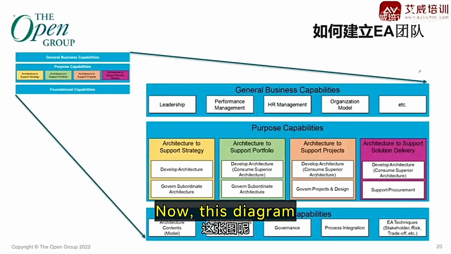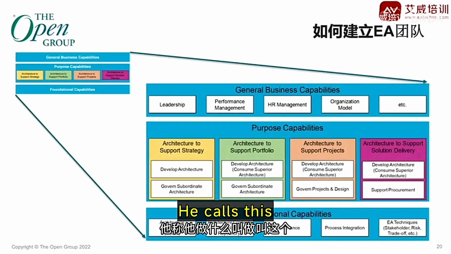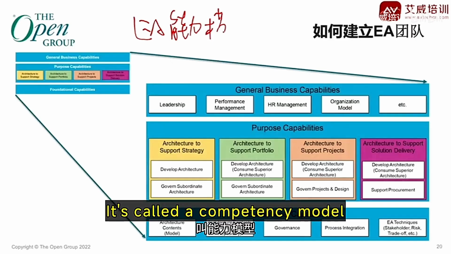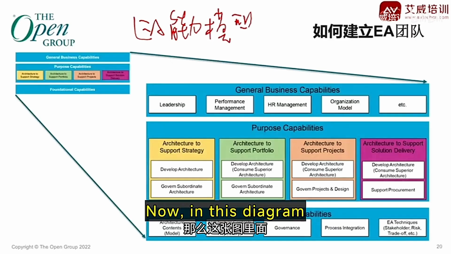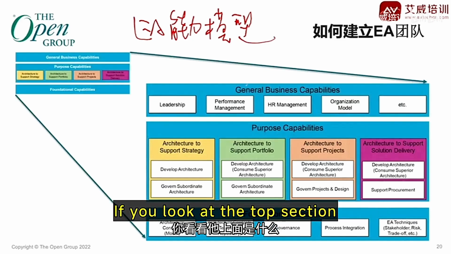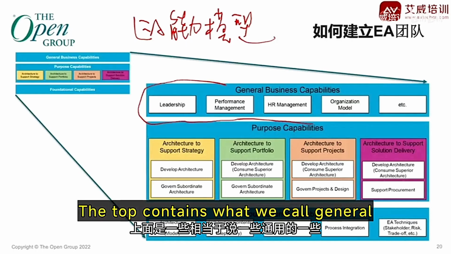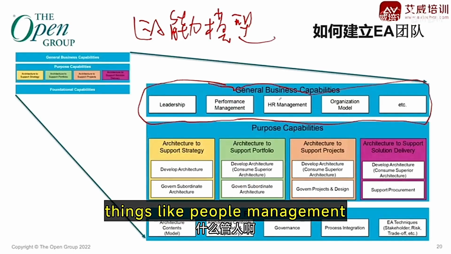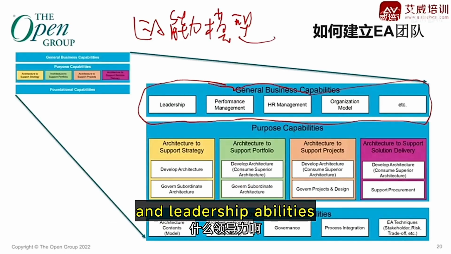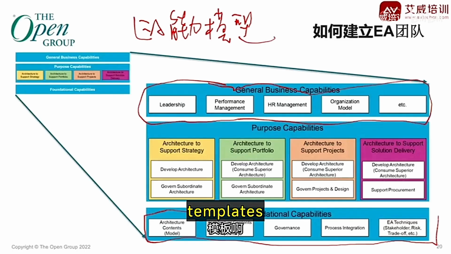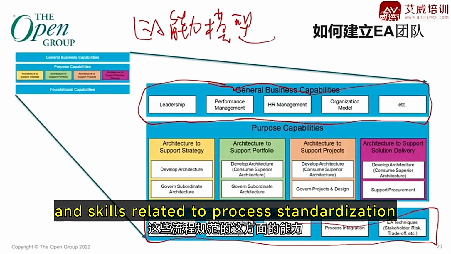Now, this diagram, he calls this the EA competency model. The EA competency model. Not a competency framework. It's called a competency model. Now, in this diagram, what do all these colorful sections represent? If you look at the top section, the top contains what we call general soft skills competencies. Things like people management, management techniques, and leadership abilities. The bottom part focuses on practical tools, templates, and skills related to process standardization.